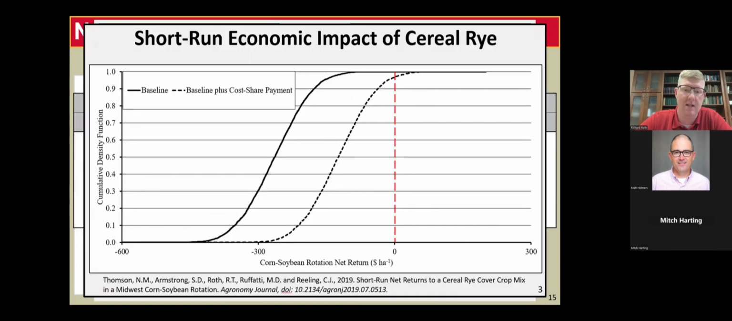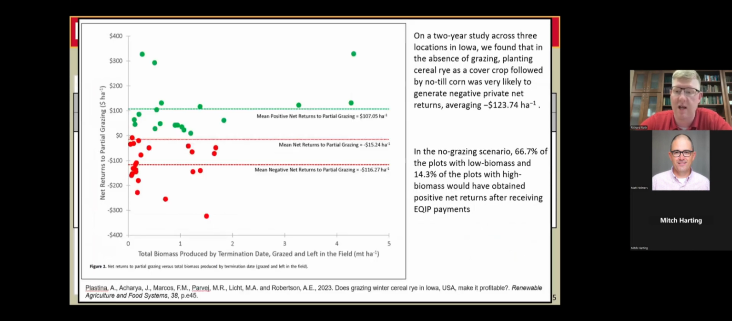I'm going to skip a lot of this. So it's not the first time that it's been seen. Here's another example. The solid black line, or the red line, would be our break even with a cereal rye and a corn soybean rotation. You can see most of the time it was a negative return. And then also some work out of Iowa State shows that in general, net returns with cereal rye in the system were negative unless it was being harvested or grazed.